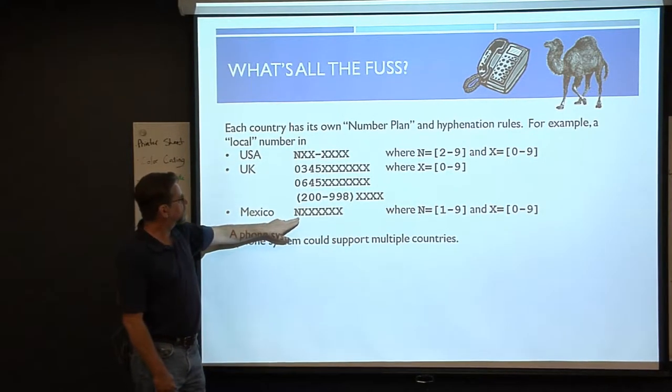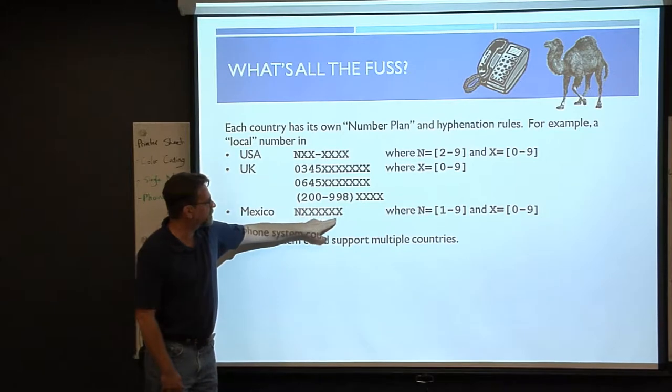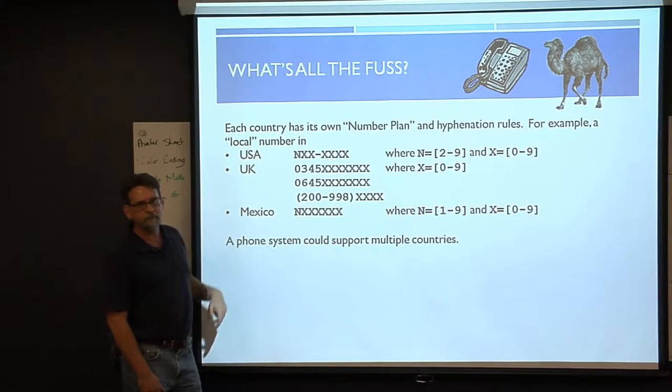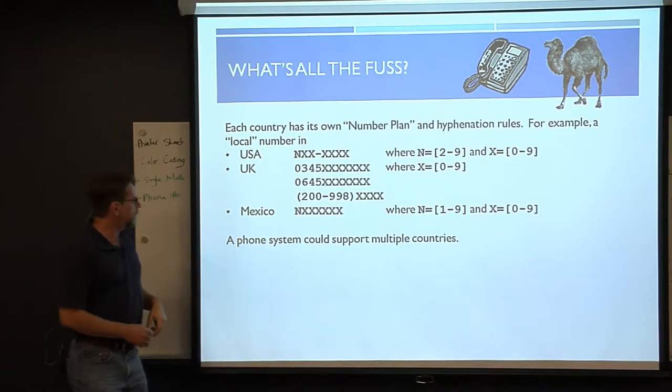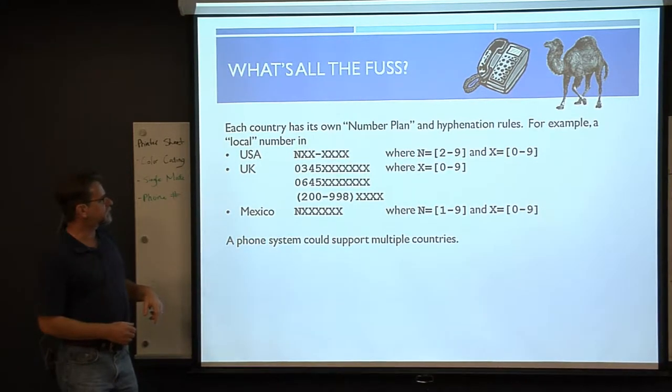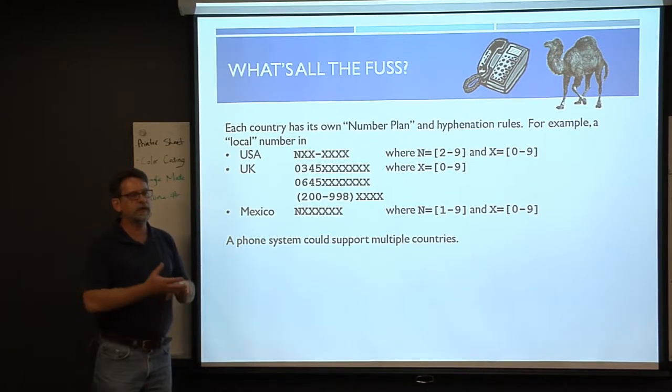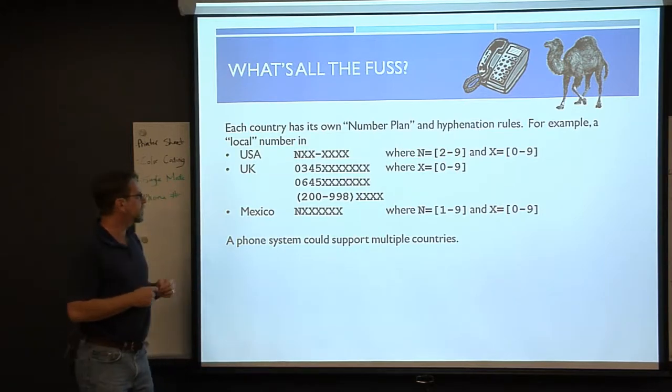Mexico is also very similar. It's seven digits too, just like the United States, only N can be 1 through 9 instead of 2 through 9. Okay. And again, to reiterate, the reason why you have to send the right numbers into the phone system when you're testing it is because you want to make sure the phone system responds to that number correctly, whether it should be disallowed, whether it charges, and that it shows the cost at the right rate, and things like that.